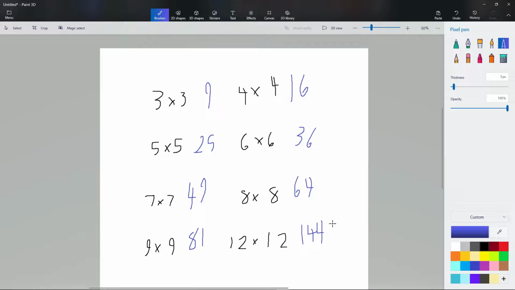You learned that the square root of 25 is 5. You learned the square root of 9 is 3, the square root of 16 is 4, the square root of 36 is 6, the square root of 49 is 7, the square root of 64 is 8, the square root of 81 is 9, and the square root of 144 is 12. Why? Because you did it backwards. You did it all backwards by learning these 8 numbers.